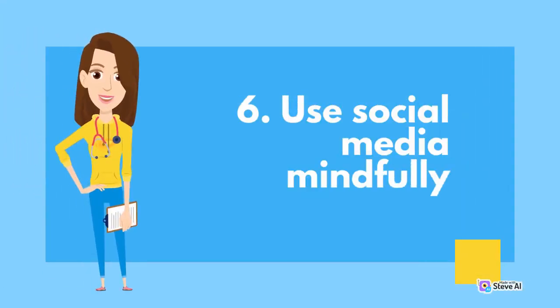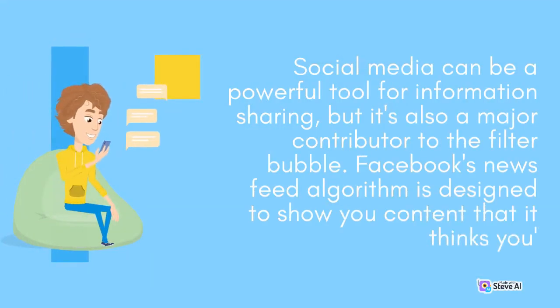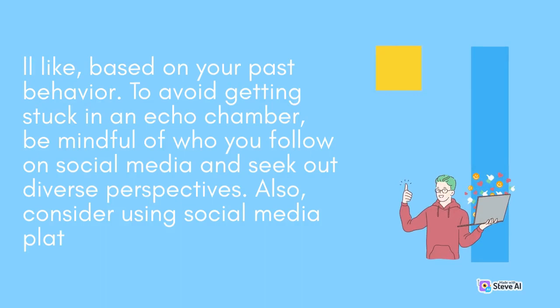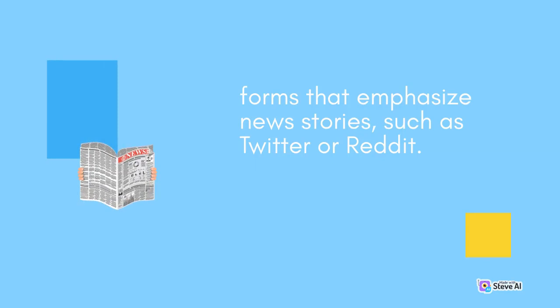6. Use social media mindfully. Social media can be a powerful tool for information sharing, but it's also a major contributor to the filter bubble. Facebook's news feed algorithm is designed to show you content that it thinks you like, based on your past behavior. To avoid getting stuck in an echo chamber, be mindful of who you follow on social media and seek out diverse perspectives. Also, consider using social media platforms that emphasize news stories, such as Twitter or Reddit.